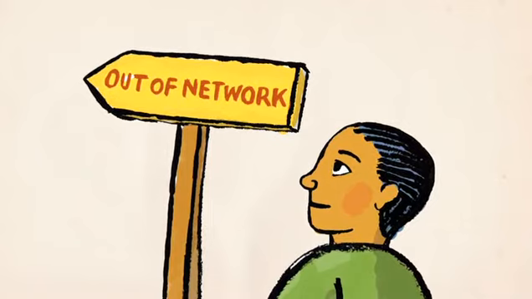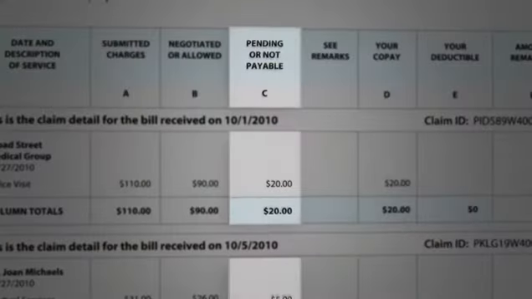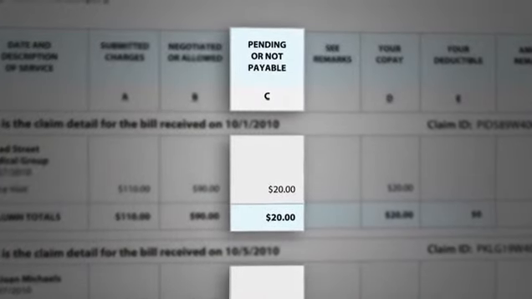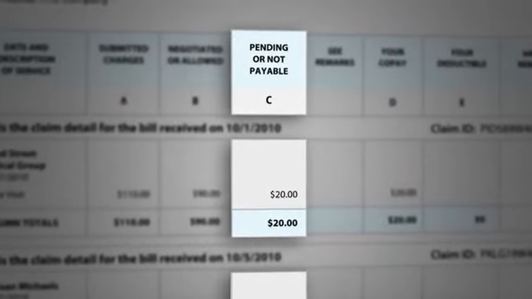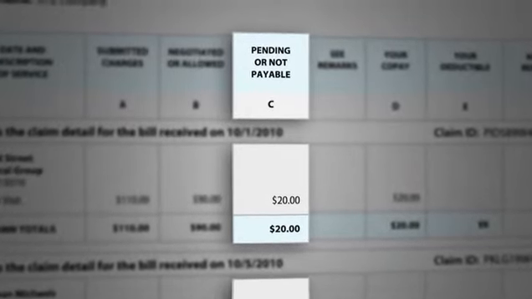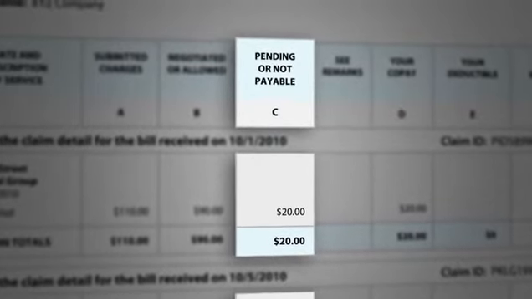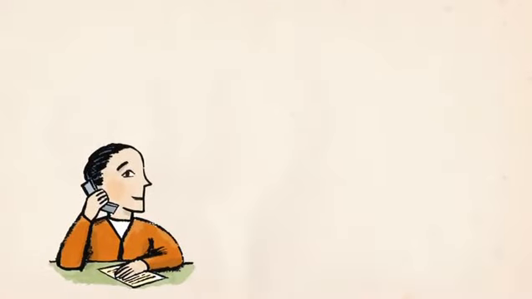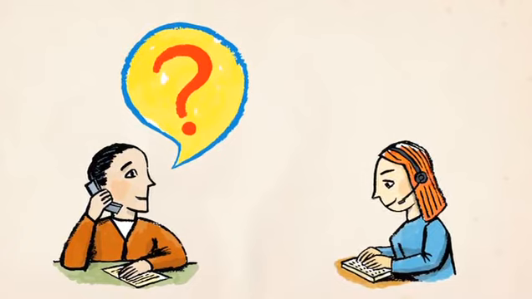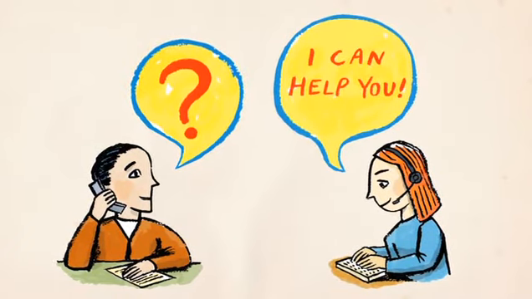will base any reimbursement. You'll also see a column labeled Not Covered, Not Payable, or Pending. This reflects charges your plan does not cover. Typically, this is the difference between the billed and the allowed charges. Keep in mind that you will be responsible for paying the amount in this column. If you don't understand the information you see here, call your plan to request further clarification.